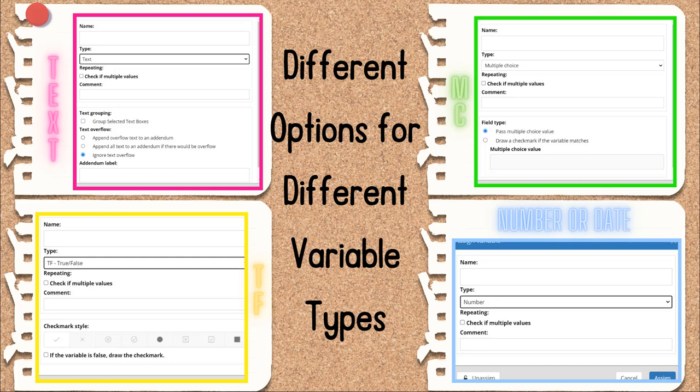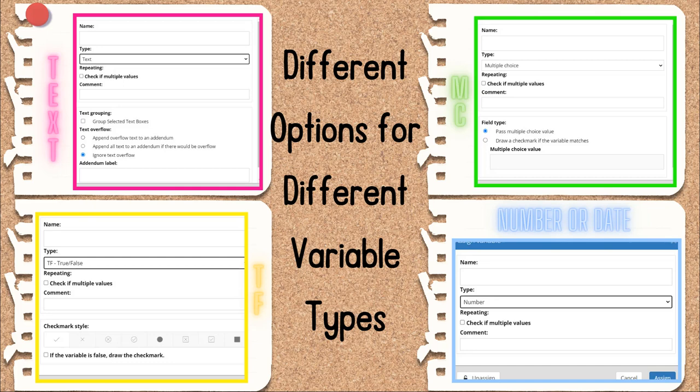Make sure your case, spelling, and spacing are exactly the same as what you used in the interview drafting for this option, because A2J Author will only draw the check mark if it's an exact match. Under the multiple choice value field, but not shown in this screenshot, is the same checkmark style options that are available in the true false variable type. Check, X, circled check, filled in circle, boxed X, boxed check, or filled in box.